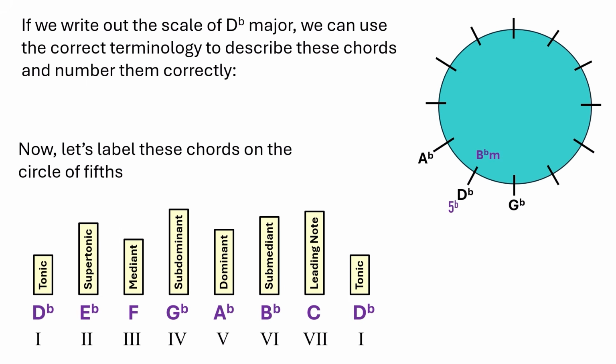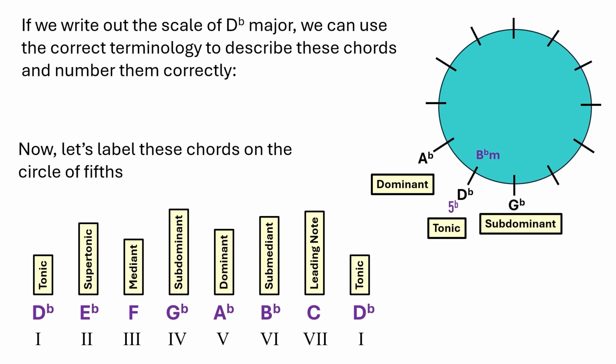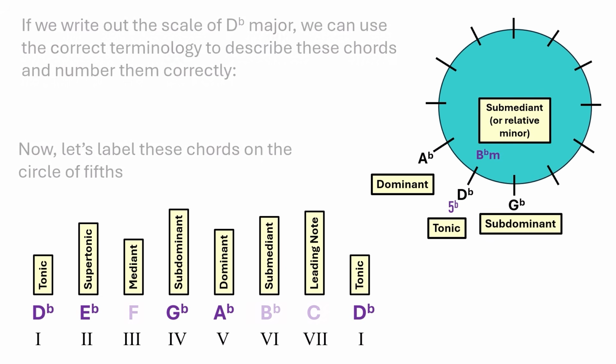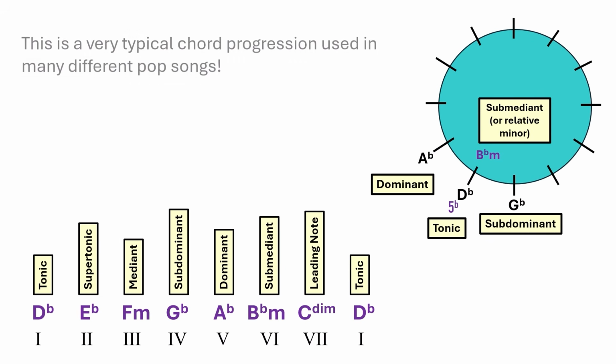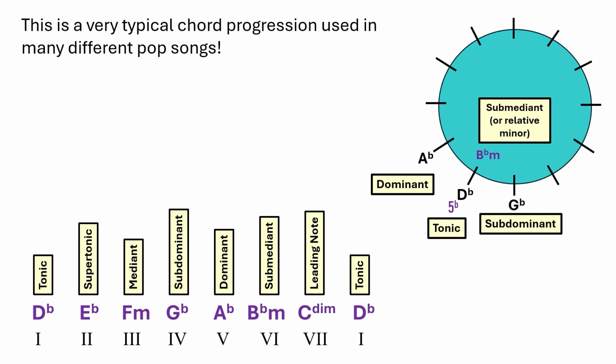When we add these names to the circle of fifths, we call the D flat the tonic, the dominant is A flat, the subdominant is G flat, and B flat minor is the submediant or relative minor key. This is a very typical chord progression used in many different pop songs. Chord 1, chord 5, chord 6, and then chord 4.